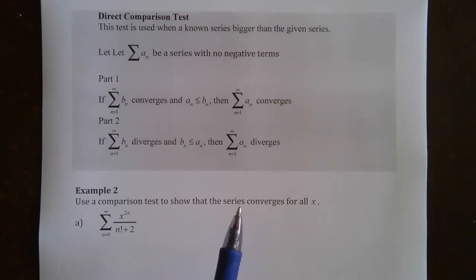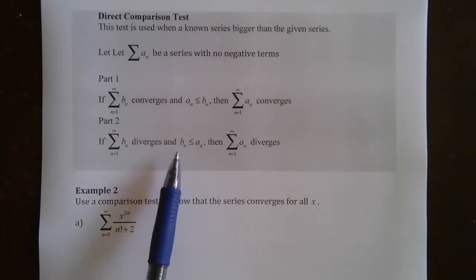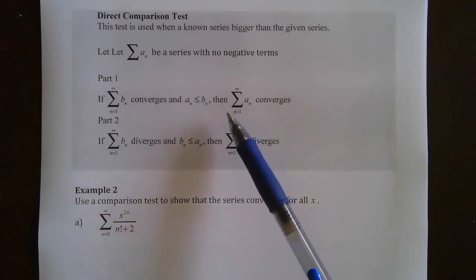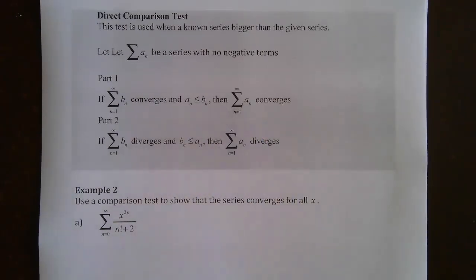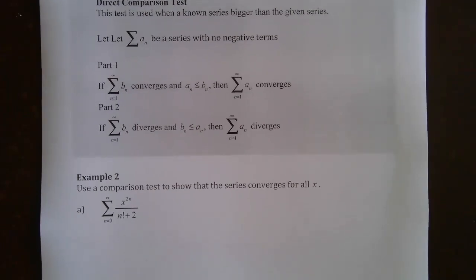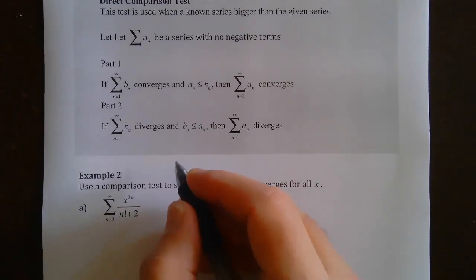Or we want to compare it to a smaller one that diverges, because if the smaller one diverges, then the one we're trying to find must also diverge. If it's bigger than the one we're looking at and converges, then it converges. So this one's going to be used a lot to show that it converges. And another very useful series to compare it to is the Maclaurin series for e to the x.